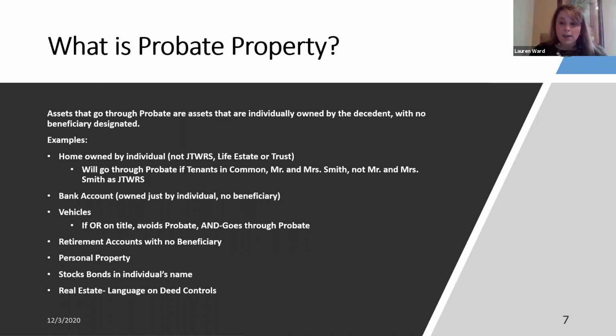Smith, then it's not going to go through probate and it'll automatically pass to Mrs. Smith at the death of Mr. Smith. But if it's Mr. and Mrs. Smith, then it's kind of the same thing that happens with Mr. and Mrs. Smith on the deed of the house.